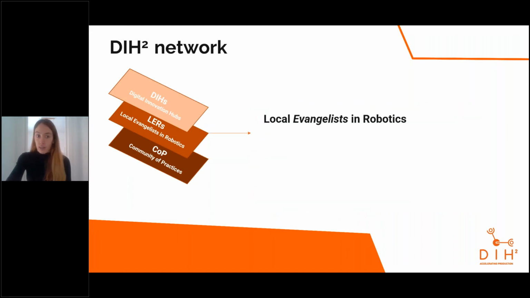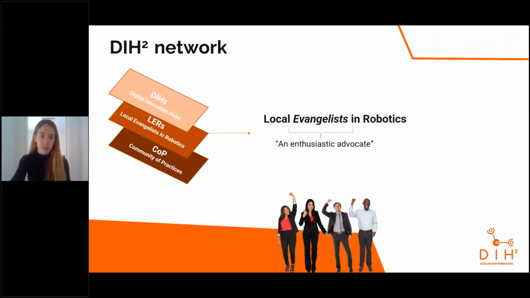And in the middle we have the LERs, the local evangelists in robotics, which is mainly this figure that we have for each of the DIHs conforming the network. We have one person that's named local evangelist in robotics. And why did we choose this wording? Well, evangelist has many meanings, but the one that we liked was that it's an enthusiastic advocate, which means we are looking for local, enthusiastic advocates in robotics.